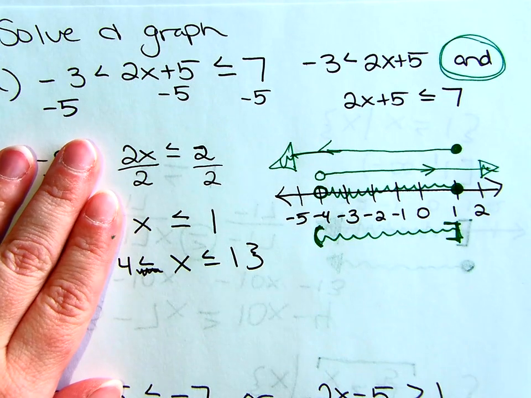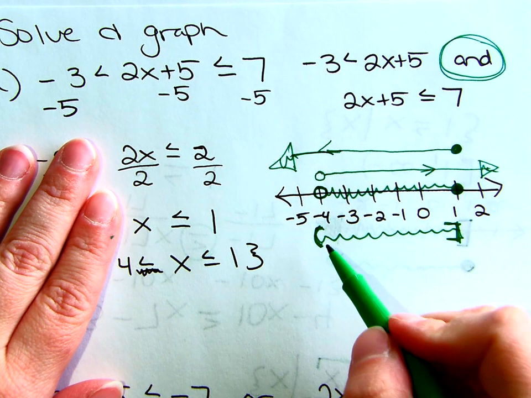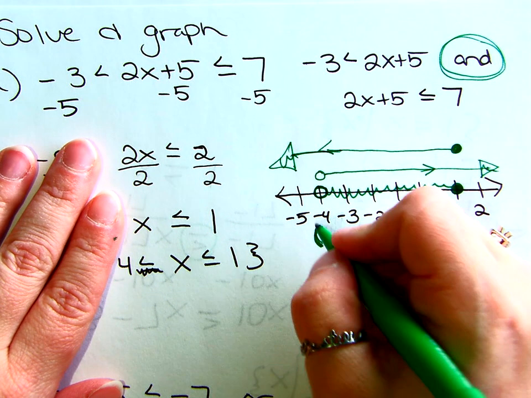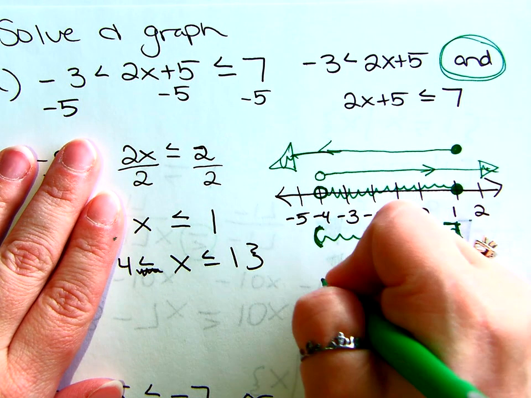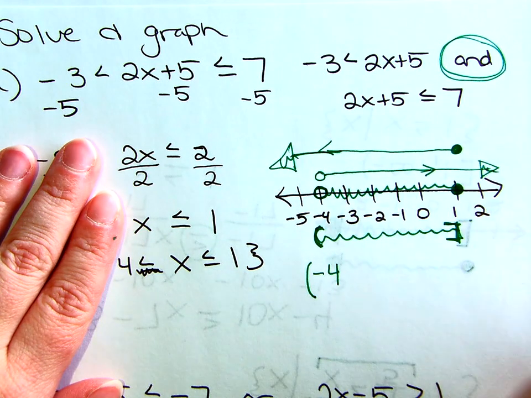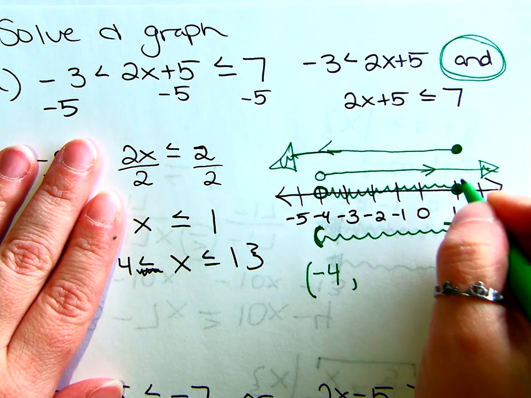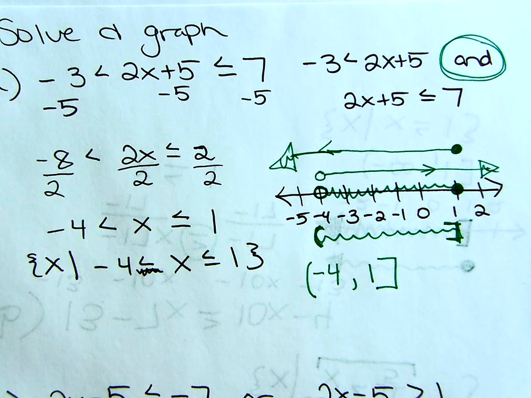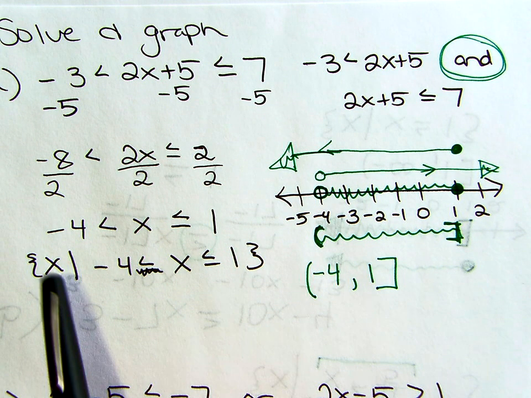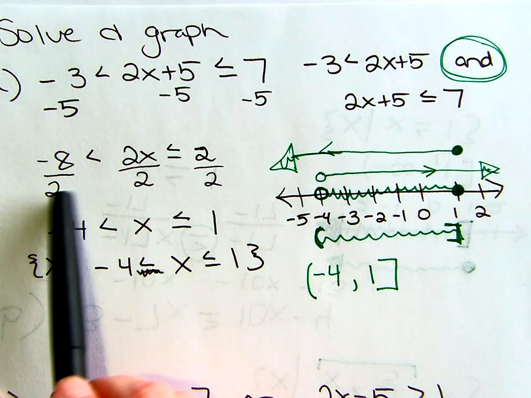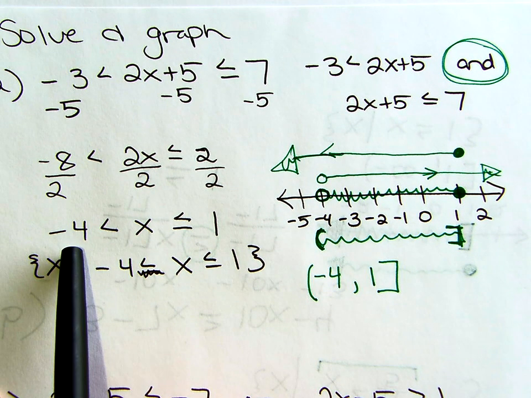Now from our graph, hopefully you can see the interval. The lowest that our x can be is -4, and we're not including it. It's an open circle. The largest our x can be is positive 1, and we do include it. Which comes straight from our compound inequality over here, our solution that we got. Negative 4 is our lower limit. The positive 1 is our upper limit.